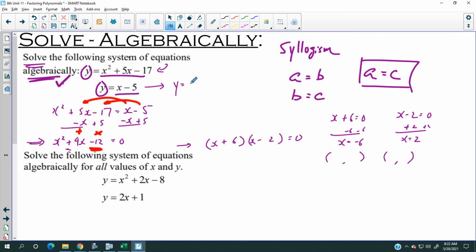So x minus 5, so negative 6 minus 5 is negative 11. So the first point is negative 6, negative 11. The other point is x equals 2, right? I mean, 2 minus 5, that's negative 3. So we got 2, negative 3.